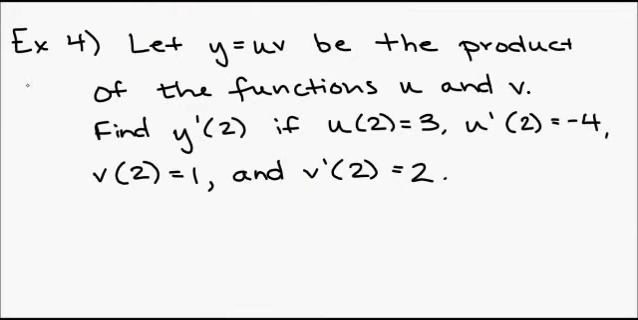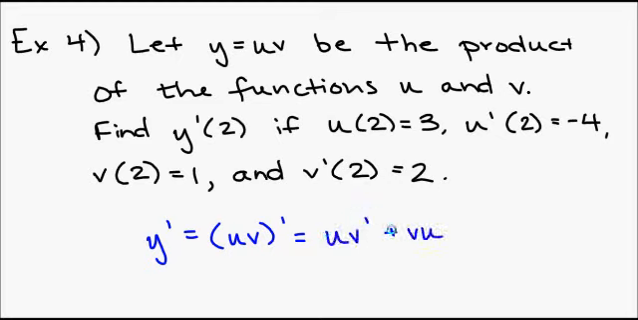One more example for this video. Let y equals uv be the product of the functions u and v. Find y prime of 2 if u of 2 is 3, u prime of 2 is negative 4, v of 2 is 1, and v prime of 2 is 2. So remember your product rule. It says that y prime is equal to u v prime. Remember, prime is the same as the d/dx's you've been seeing. And this is u v prime plus v u prime.